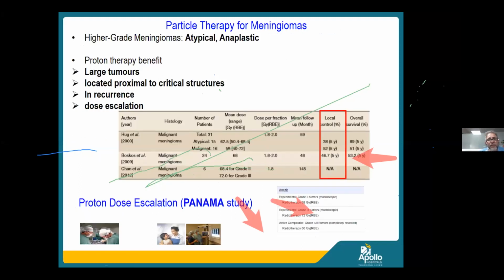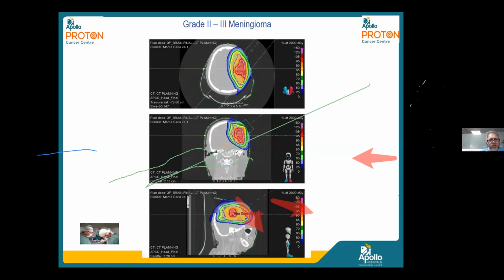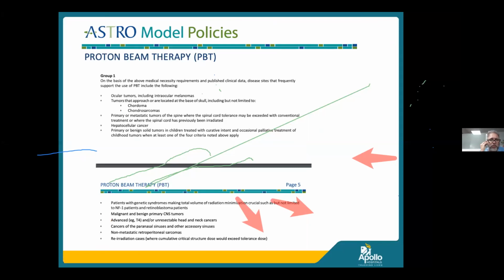For atypical and anaplastic meningiomas, very difficult to treat, we can escalate the doses being studied in various cooperative groups. This was one of our own patients that we have treated. The American Society for Therapeutic Radiation Oncology, ASTRO, now gives group 1 indication for ocular tumors, skull-based tumors, spinal tumors, liver cancer, and all childhood cancers.